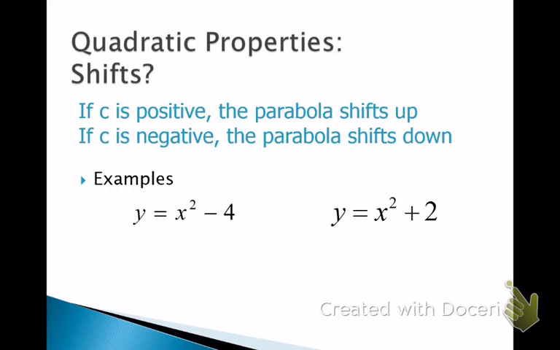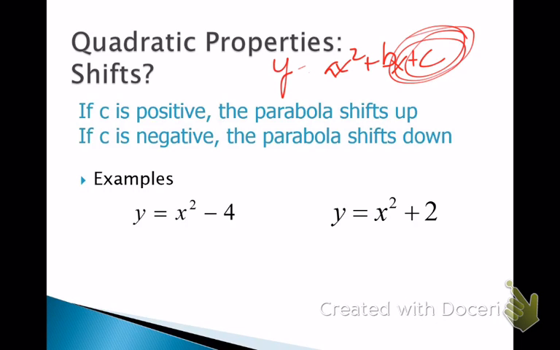And then shifts. If c is positive, the parabola shifts up. If c is negative, the parabola shifts down. Now where's c? C, again, is that constant in ax squared plus bx plus c. It's always that number by itself. It's the constant.